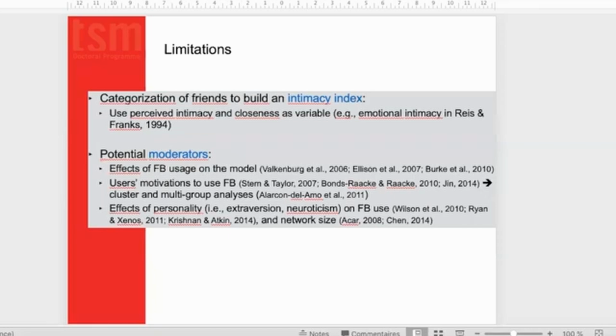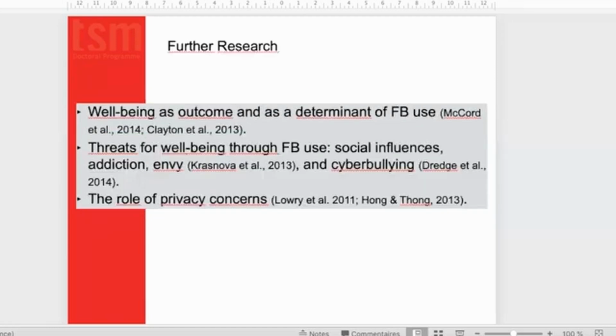The second limit is that we did not use potential moderators, for example the effects of Facebook usage on the model, or the user's motivations to use Facebook, and to do a cluster and multi-group analysis. And finally, the effects of personality, for example extraversion and neuroticism, on Facebook use would be an interesting research outlook.